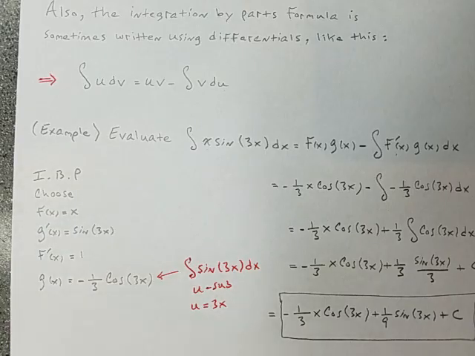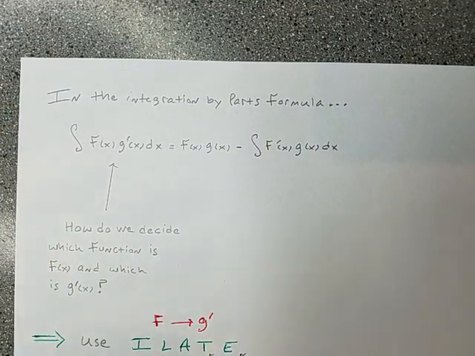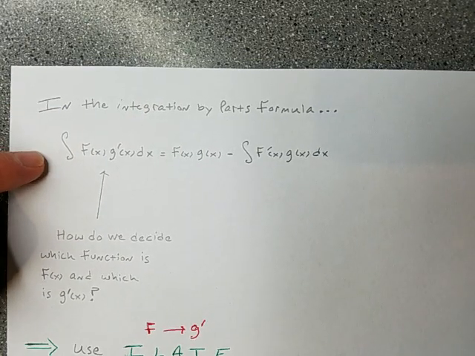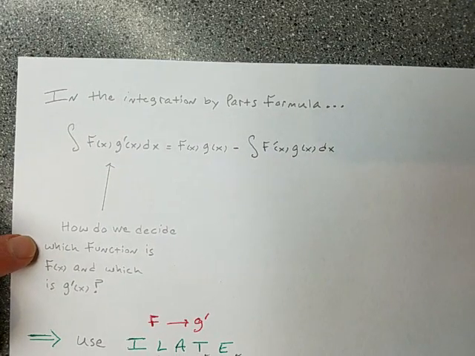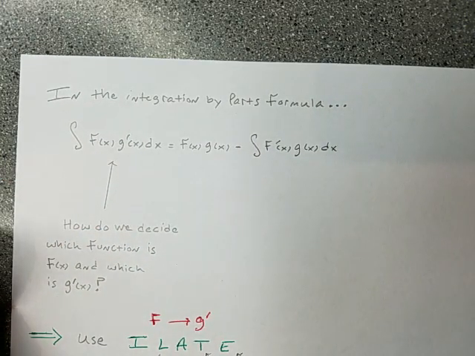How might you go about making the choice when you use integration by parts? So let's talk about a way to make the decision. So here's the integration by parts formula. That's the one we just used. How do we decide, of the two functions that are there, which one is going to be f and which one is going to be g prime?